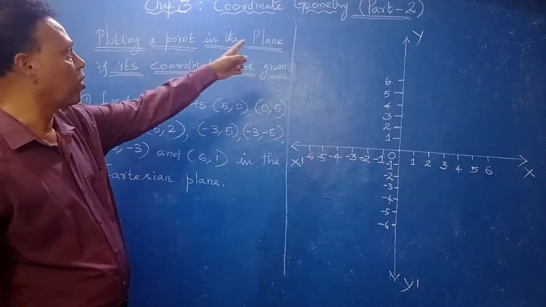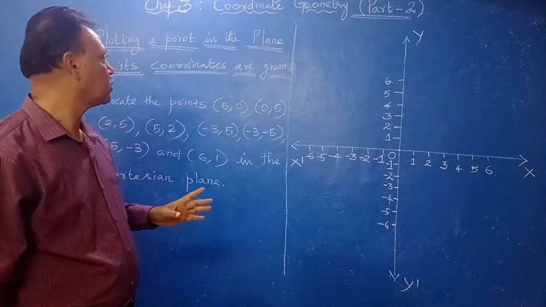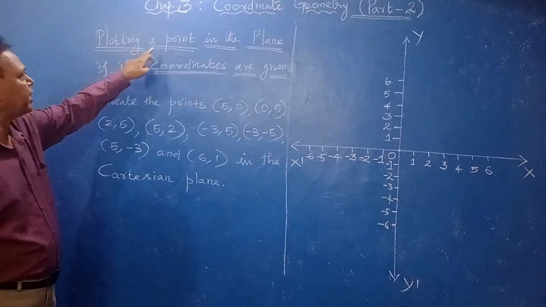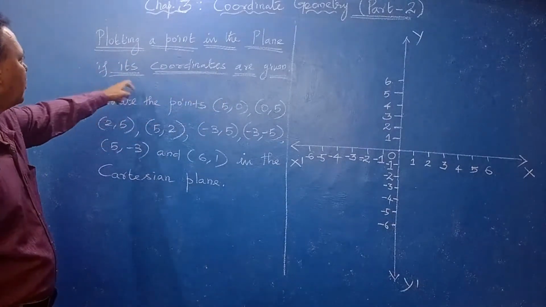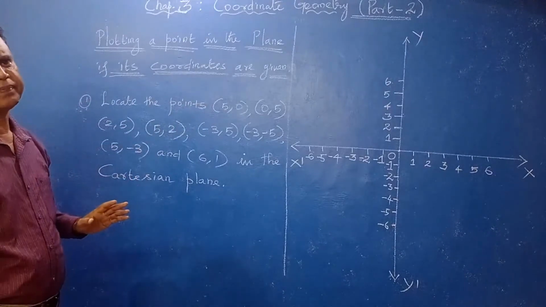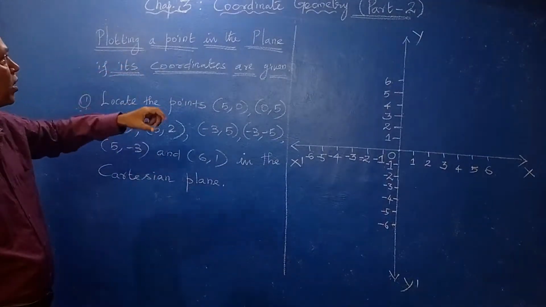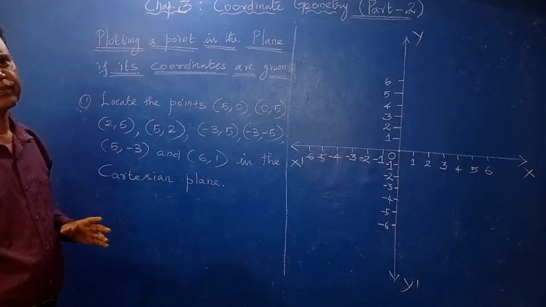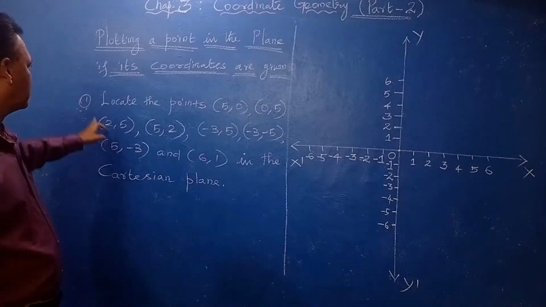Chapter 3, Coordinate Geometry, Part 2. Now we will see plotting a point in the plane if its coordinates are given. How to plot the point in the plane if its coordinates are given. Okay, so see the problem.